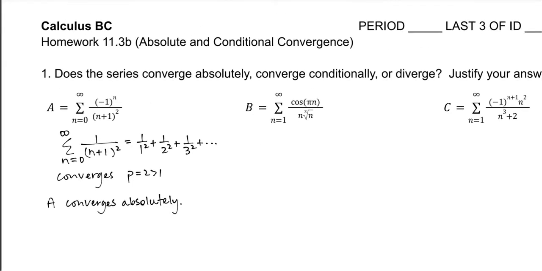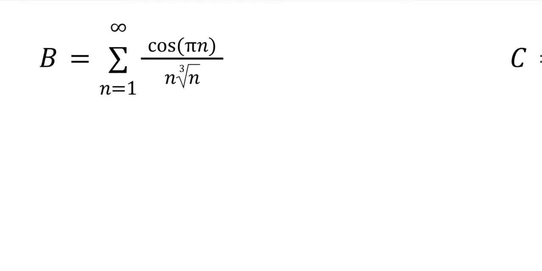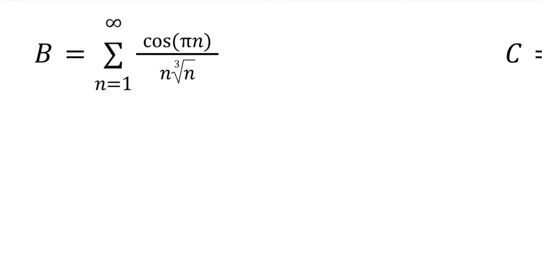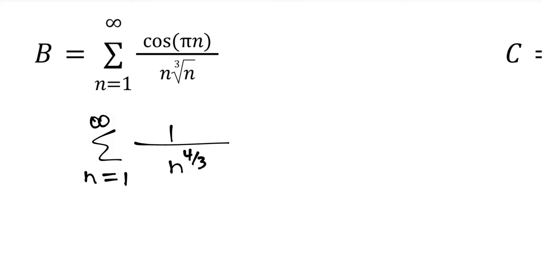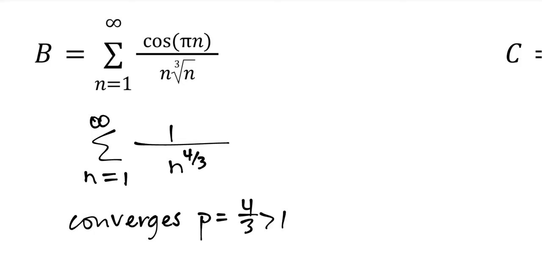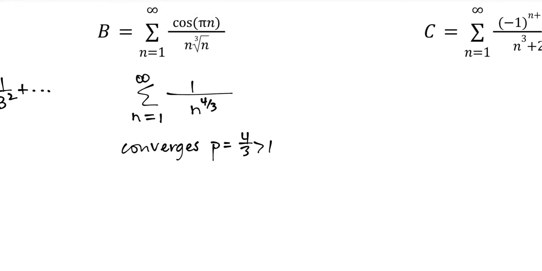Okay. Then for B, we're going to see, okay, well, B is an alternating series, and it's kind of the same consideration. This was actually going to work the exact same way. Cosine of pi n over n cubed root of n. First we're going to take the absolute value of the terms and get 1 over n to the 4/3, converges by the p-series test. P equals 4/3 is greater than 1. I think I meant for something different to happen there. But that means that B converges absolutely also. It's good for us to see different forms of that.